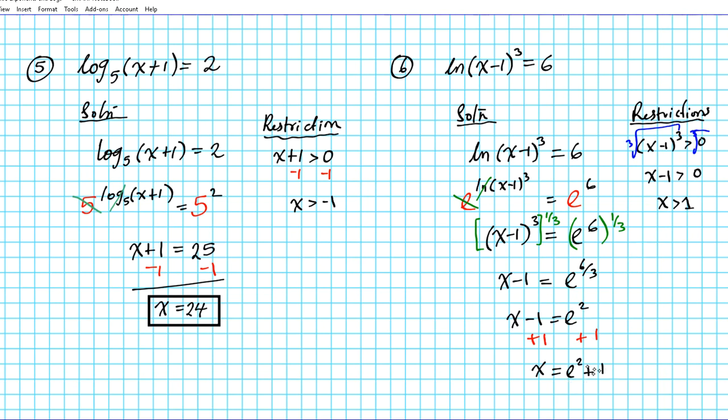So we talked about this number here. It's bigger than 5, so 5 is bigger than 1 for sure. So we know that it is an answer that respects the restrictions on the domain.